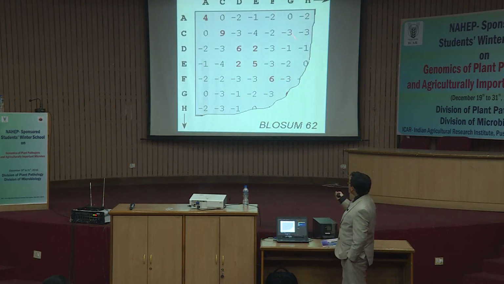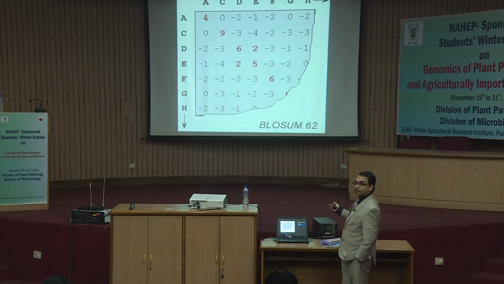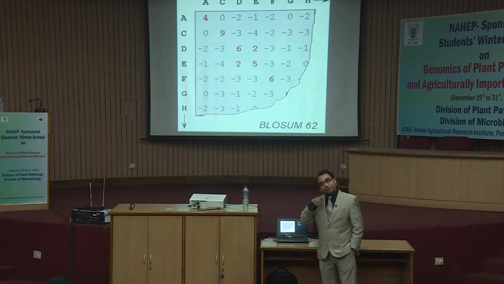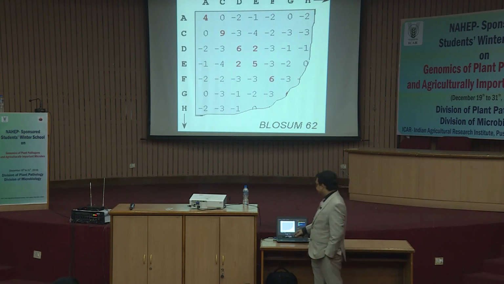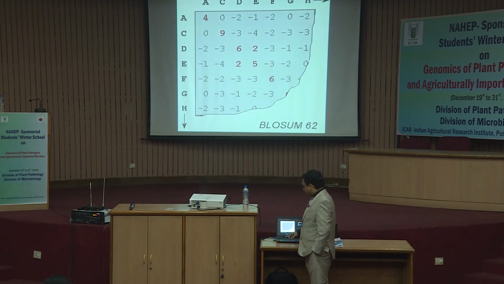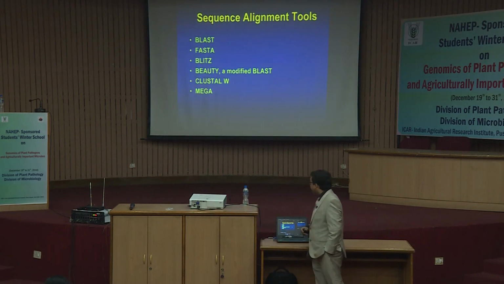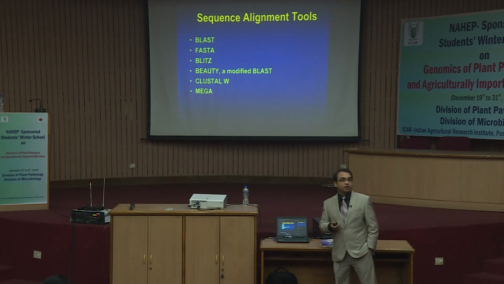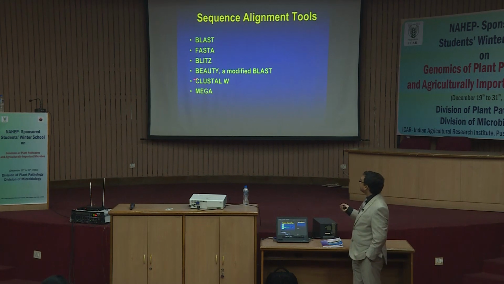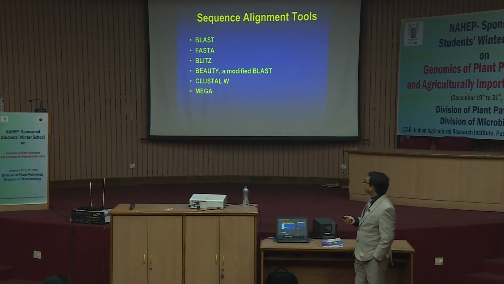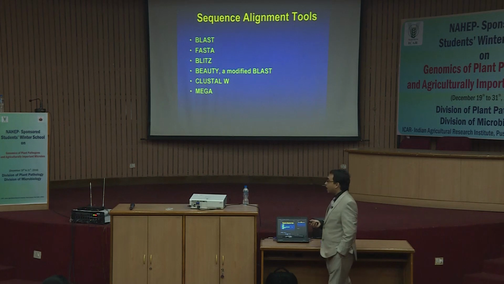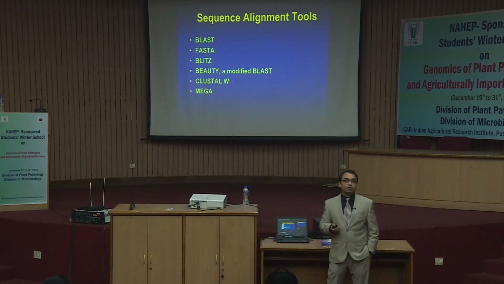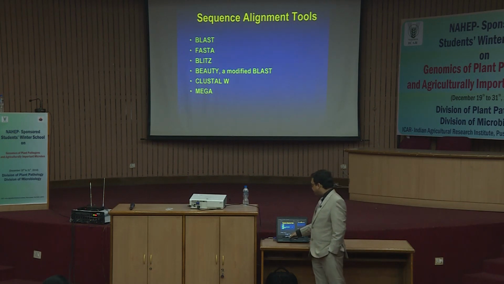So, this is the kind of score the software actually generates, the different value points. A minus means they have created more gaps, so the score is minus. Okay. So, this is a kind of BLOSUM matrix used by the different software. So, for sequence alignment, what are the different software or programs which we use? These are the different programs: BLAST, FASTA, Bleach, Beauty, ClustalW, MEGA. These are the different software or online programs which we use to do the basic alignment.